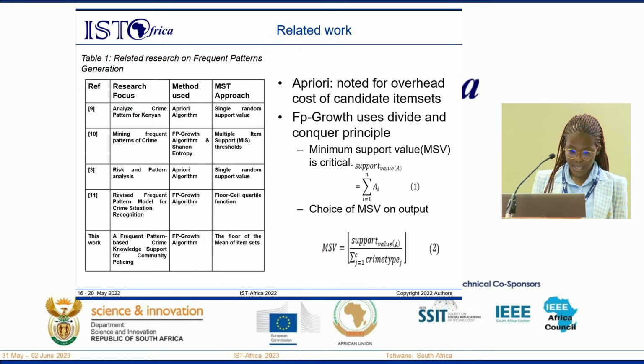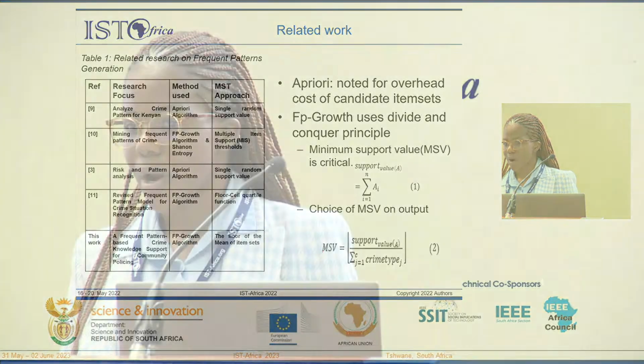And you see the other research used the FP growth algorithm, and the FP growth algorithm is more of an improvement of the Apriori algorithm. So for this research, for the MST approach, we use the mean support of the crime types, which we find on the data, and we use the floor. So the floor of the mean support value.